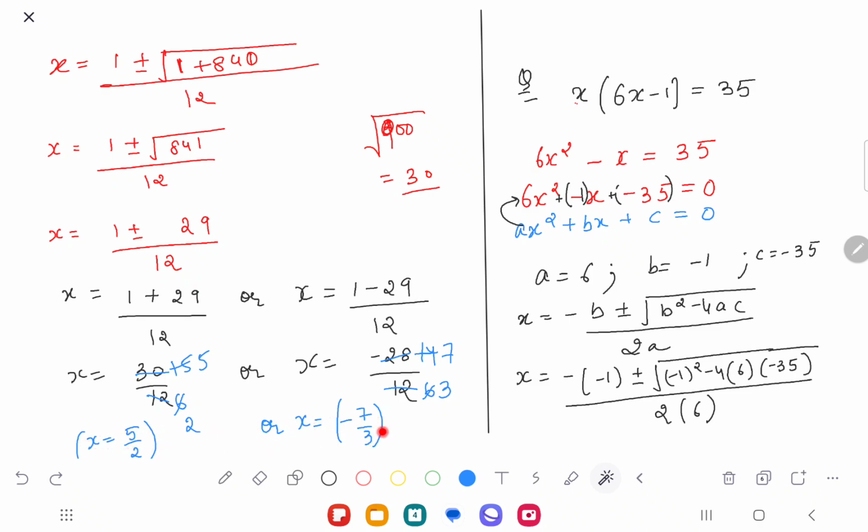Understood or not? So these would be the solutions of my equation, that is x into (6x minus 1) equals 35. I hope you're understanding. So when you put in the values here, you will have LHS equals RHS. That's what you mean by the solution. All right?